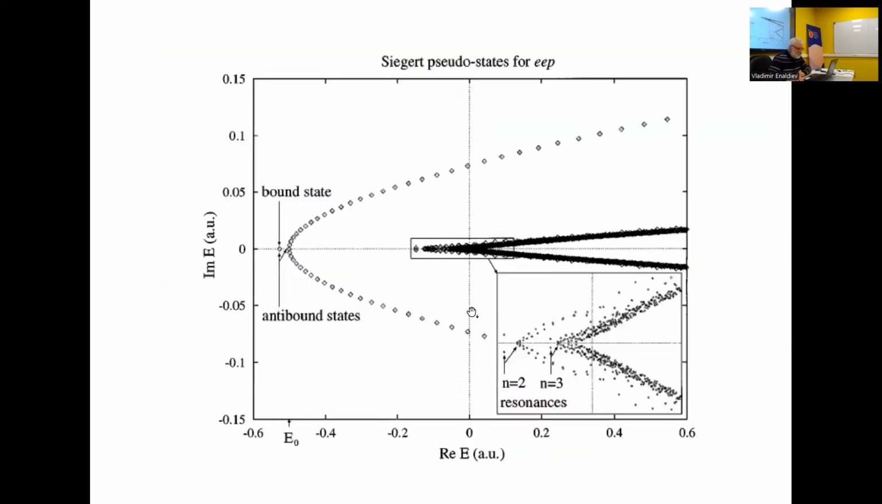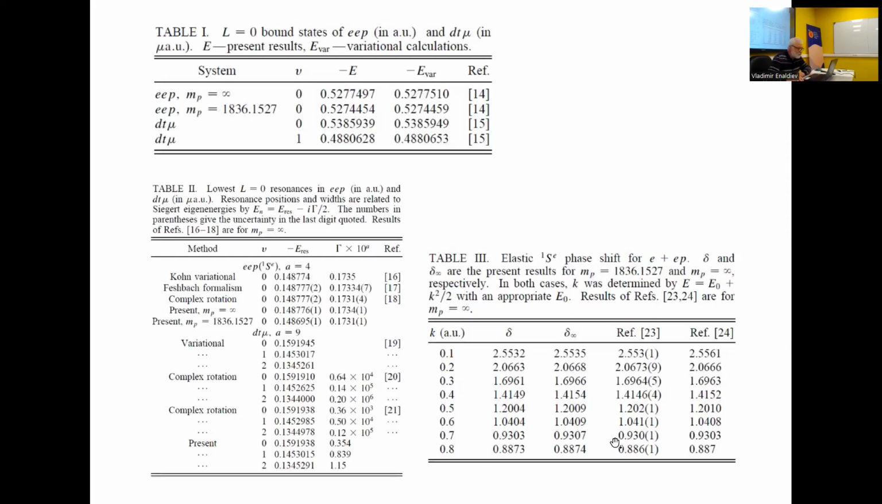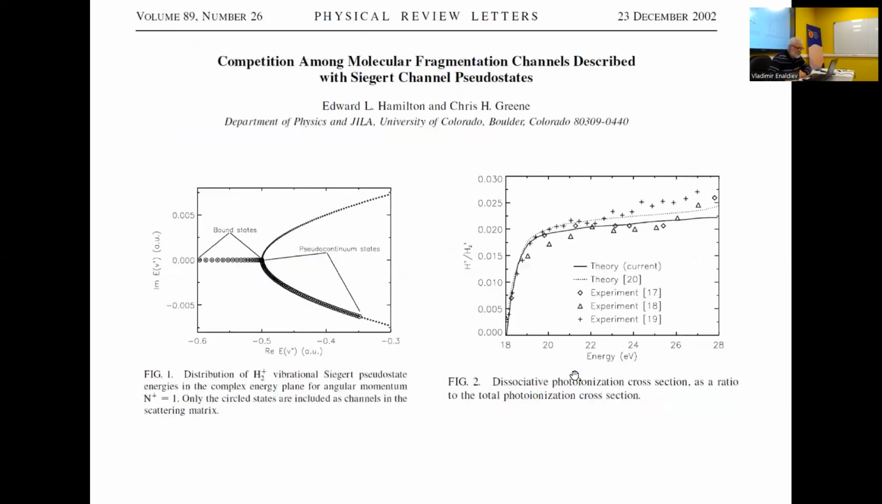Siegert pseudo-states, these eigenvalues include all states observable or having physical meaning individually, bound states and resonances. In addition, it includes an infinite set of complex energy states, which all together with bound states and resonances can be used to describe the continuum. So all features, bound states, resonances, and continuum, can be reproduced by this method.